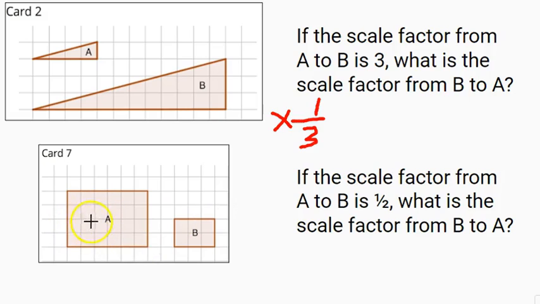Here, if the scale factor is 1/2 to go from A to B, what's the scale factor to go from B to A? Well, isn't it the same thing as what happened in this previous part? It's the inverted fraction. It's going to be 2. So the scale factor here is 2. So the point of this is that when you go from a smaller to a larger, you're talking about a scale factor that's a whole number in some way. If it's the same, it's just 1. If you're going from a bigger to a smaller, then your scale factor has to be some sort of fraction or something less than 1 whole.